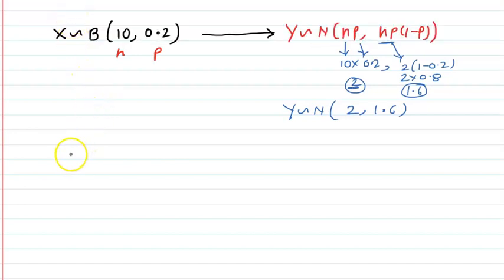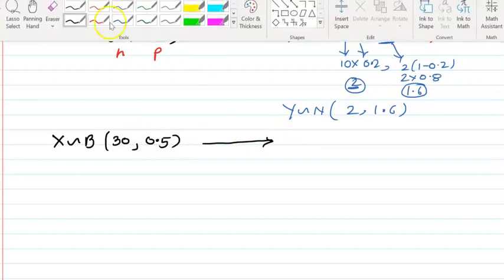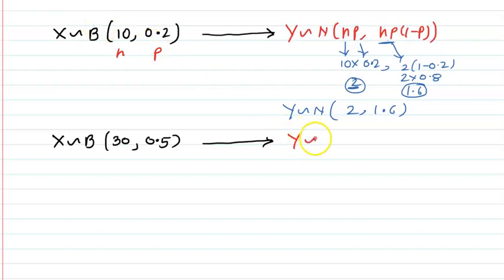Now let's take another example. Guys, any question? Everything we are converting in terms of n and p, yeah? And after 5 minutes, I'm going to use continuity correction. We will have a look. So this is for you. If x is distributed binomially, the number of fixed trials is 30 and the probability of success is 0.5. Convert it into normal distribution y. Please do it and let me know your answer.